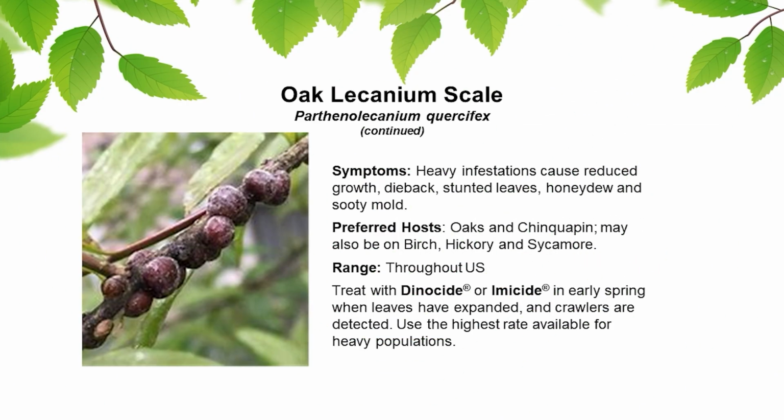Heavy infestations of Oak Lecanium scale cause reduced growth, stunted leaves, branch dieback, honeydew, and sooty mold. Preferred hosts of Oak Lecanium scale are oaks and chinkapin. They may also be found on birch, hickory, and sycamore. They can be found throughout the United States.